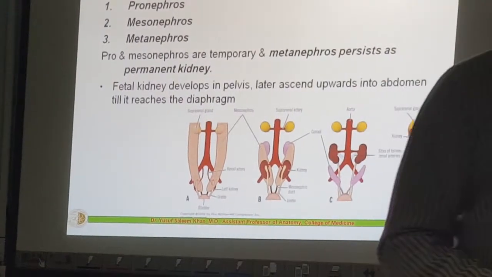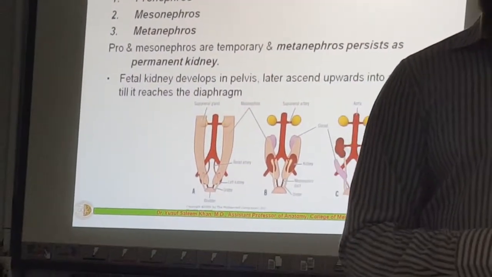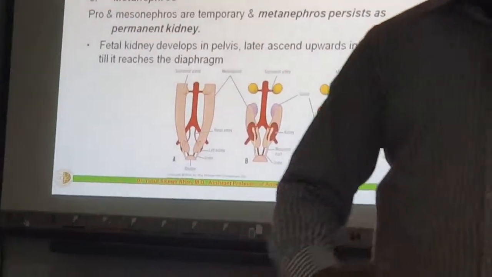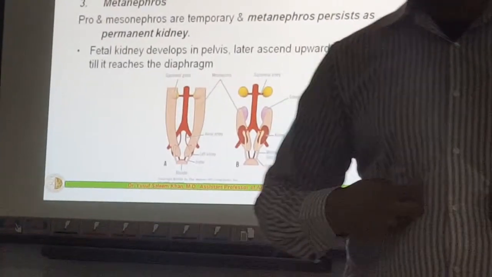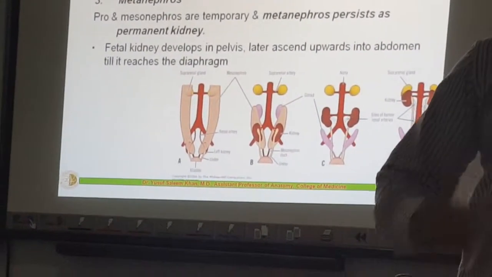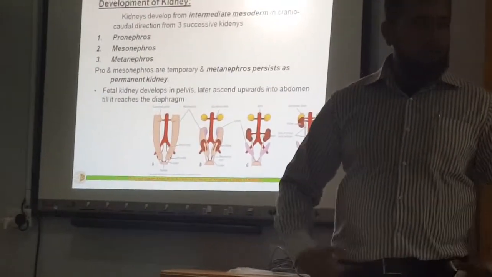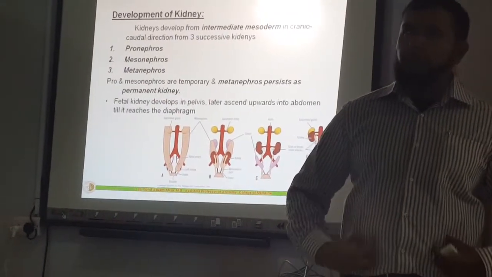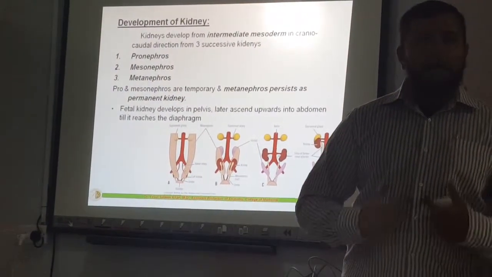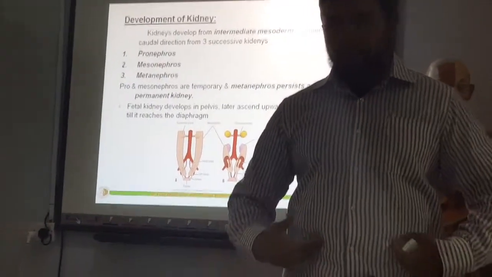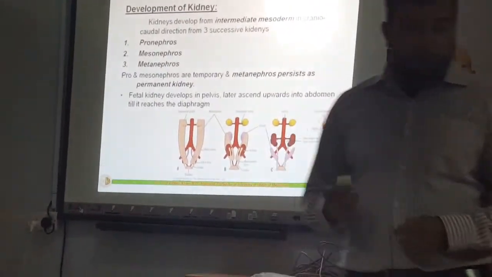Usually structures don't change like this. For example, the testes were initially in the abdomen and then descended to the scrotum, but the testicular artery is still connected with the abdominal aorta, from where it originally came. Even though the testes have descended, the artery has not changed. But in the case of the kidney, it changes.